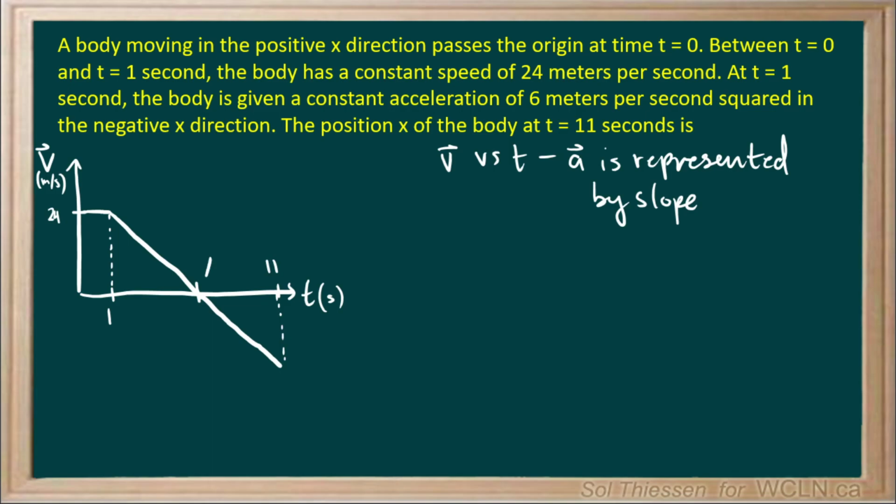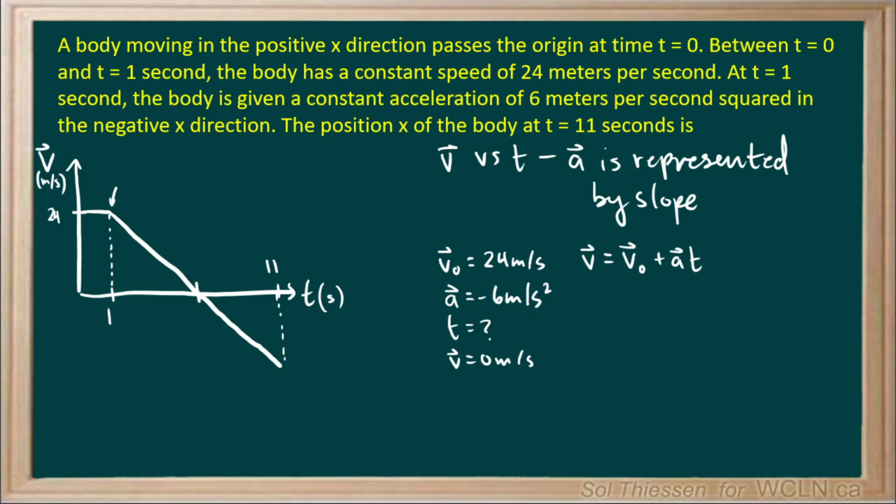Okay, so we can determine the time at which the object's velocity is 0 by using one of our equations. So we know right here that the initial velocity is 24 meters per second. We know the acceleration is negative 6 meters per second squared. We want to know at what time the velocity is 0 meters per second. So we can use this equation: velocity equals initial velocity plus acceleration times time.